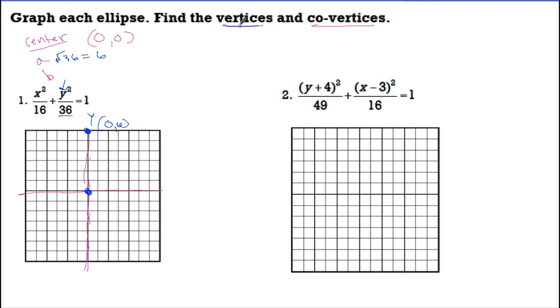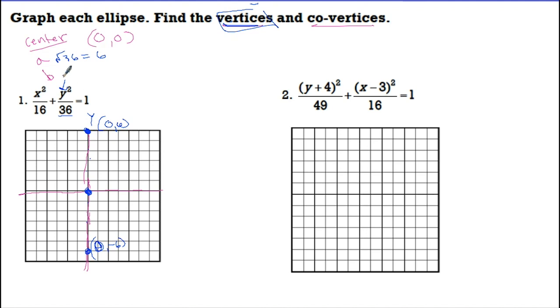I have one of the vertices done. The other one is the opposite direction from the center, 1, 2, 3, 4, 5, and 6. I have to make sure there. And that is 0, -6. Okay? There we are. Done. Vertices done. They lie on the major axis. This axis is longer because the larger number is underneath y.